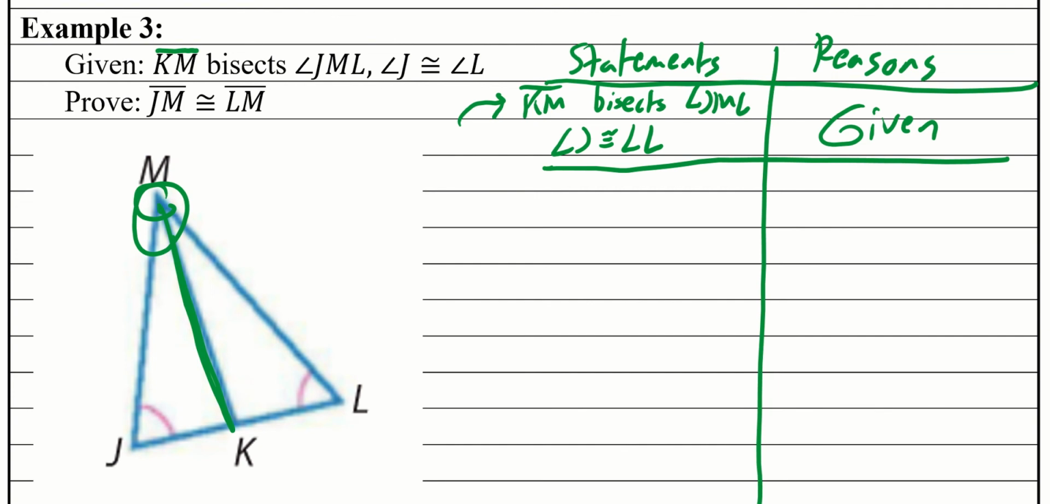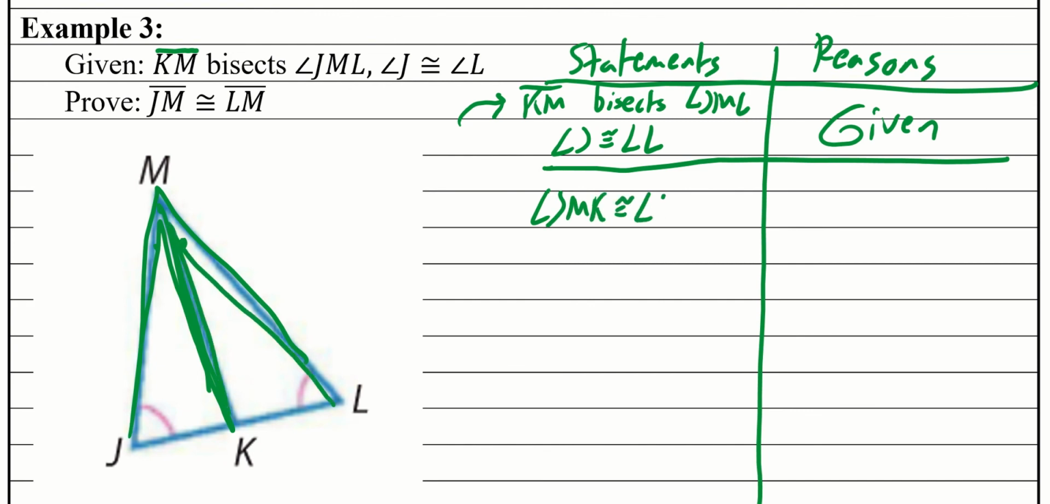So if I take this angle and I bisect it, so I have the big angle JML, I bisect it or I cut it in half, that means these two little pieces here are going to be congruent. And so to name those, I would say JMK, so angle JMK is congruent to angle LMK. Because remember, I need to go in the same order as I did on the other one. So JMK and LMK are going to be congruent to each other.